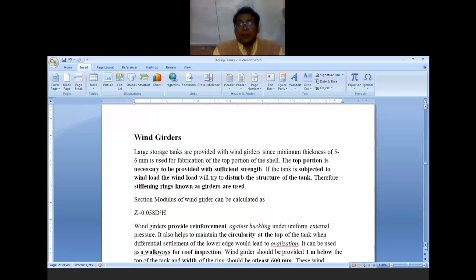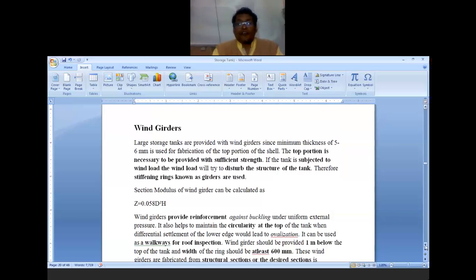So this is the wind girder. Now, why do you require these wind girders? The large storage tanks are provided with wind girders, since the minimum thickness is around 5 to 6 millimeter at the topmost portion. In the uppermost portion of the shell, the minimum thickness is around 5 or 6 millimeter, which is the minimum required for your welding purpose. The top portion is necessary to be provided with sufficient strength.